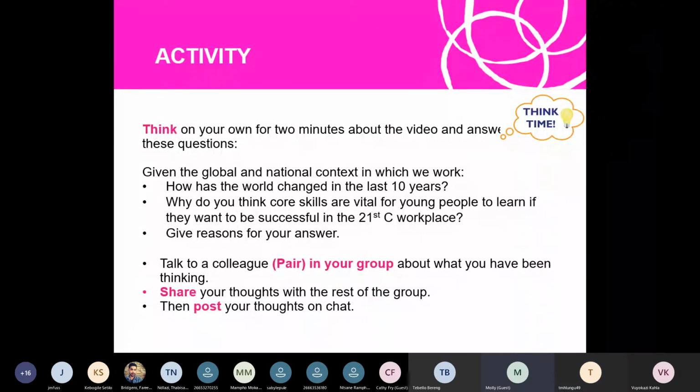So if we are saying that we are preparing young people for jobs that do not exist, the question now becomes, why do you think core skills are vital? The question is up on your slide. Vital for young people to learn if they want to be successful in the 21st century. So why is this so critical? Why is this important? That's what we want to get to. And I like listening to voices, and you can use the chat box as well.